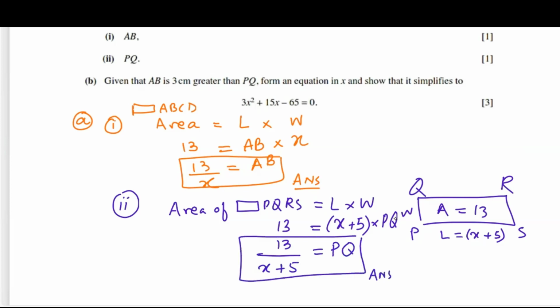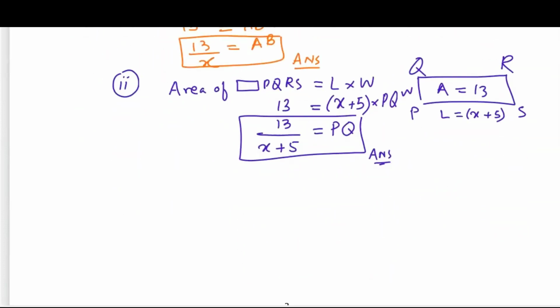Now there are two expressions in terms of x for AB and PQ. Now move on to part B. Read part B. Given that AB is 3 centimeter greater than PQ. And with the help of this information, you have to form an equation in x and show it simplifies to this. So I'm going to use the sentence for part B.